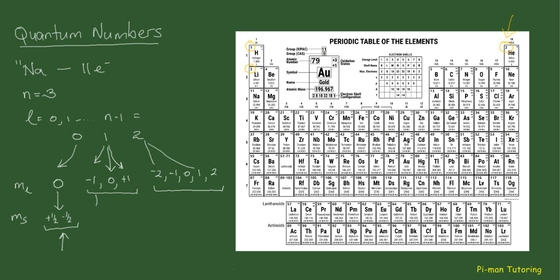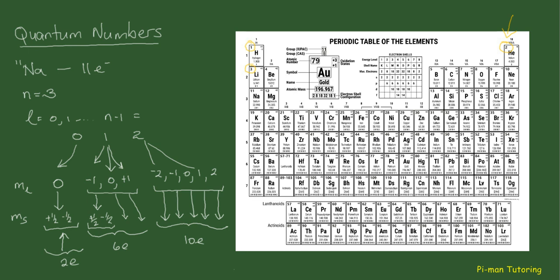Similarly, if we take ML equals minus 1 in this case, again we have a plus half electron can go in there, or a minus 1/2. And so 2 electrons can occupy this orbital. Same here, and same here. And all the way along, each of these ML values corresponds to an orbital which can accommodate 2 electrons. So here we have room for 10 electrons in total. Here we have room for 6 electrons. And here we have room for 2 electrons.